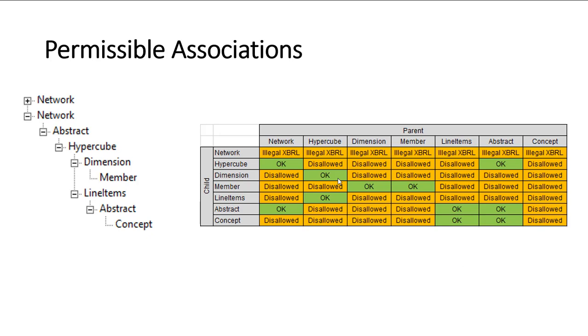So what I do want to explain, though, is that these relationships, here is a matrix that has the permissible, the allowed, and the disallowed relationships. So this information is represented in an XBRL definition linkbase, but what the linkbase says is what you see here in this matrix. So here are the parents, here are the children, and this tells you if a network can have another network. No, it cannot. Can a network have a hypercube? Yes. Can a network have an abstract? Yes. Okay.